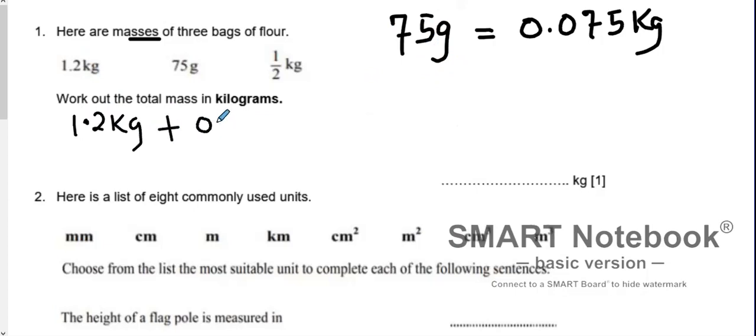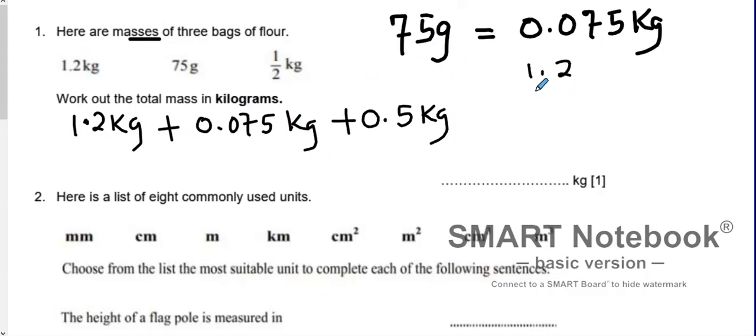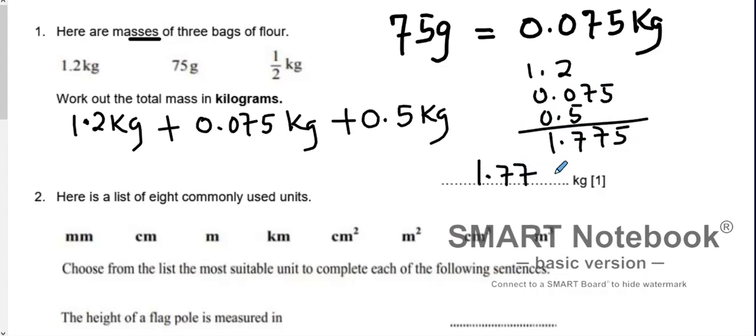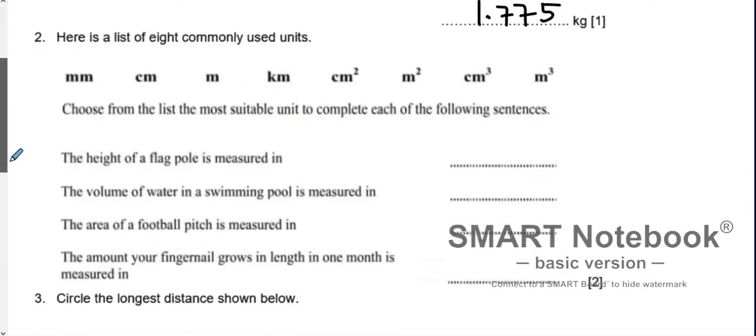Okay, so you're going to have 1.2 kilogram plus 0.075 kilogram plus half, which is a decimal. This will be 0.5 kilogram. So when you add all this, 1.2 plus 0.075 plus 0.5, this will give you 1.775. So the answer will be 1.775 kilograms. Okay, I hope that helps.